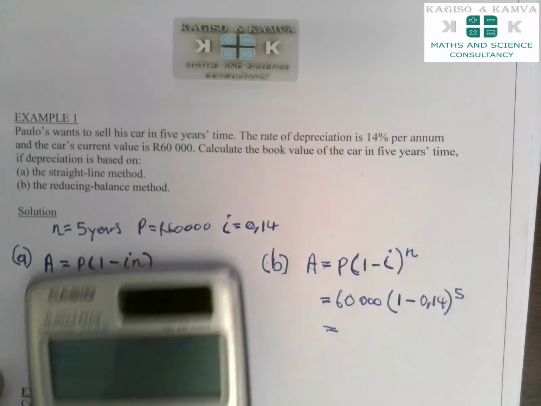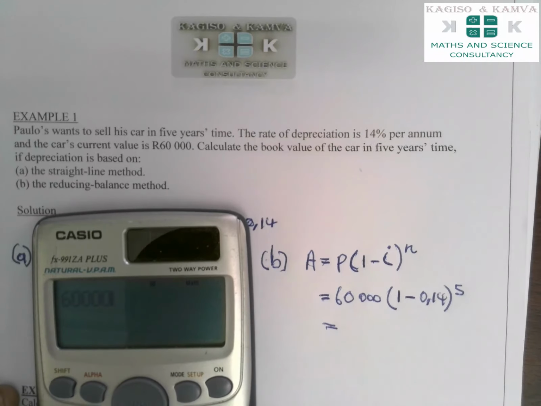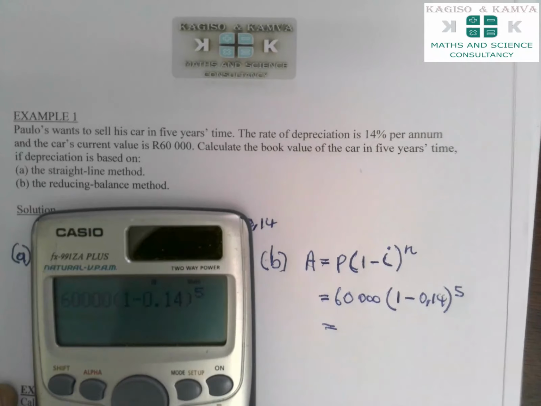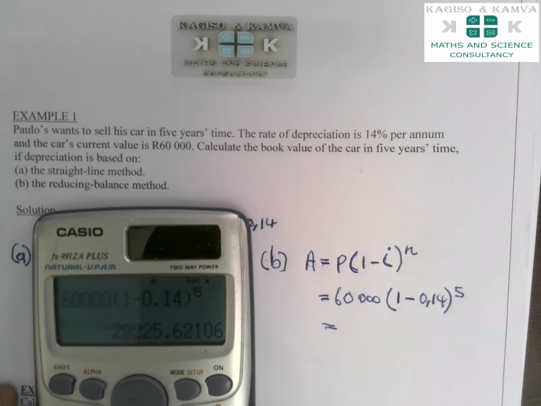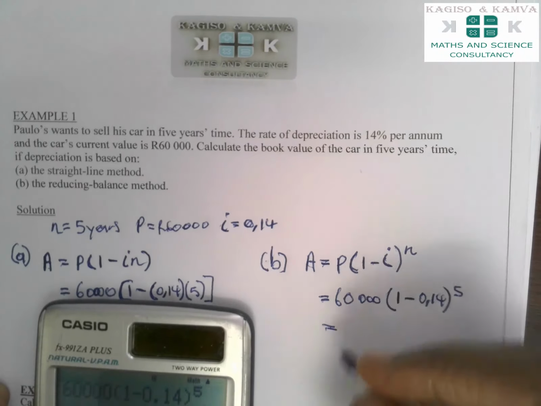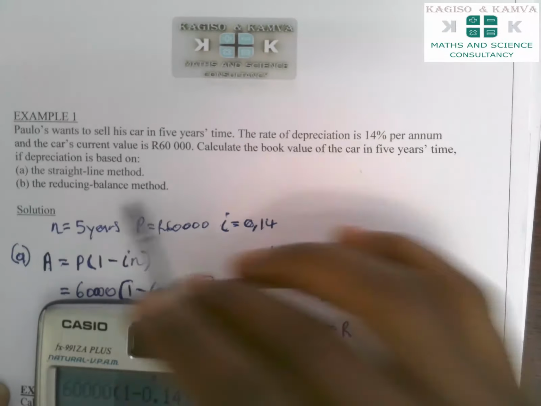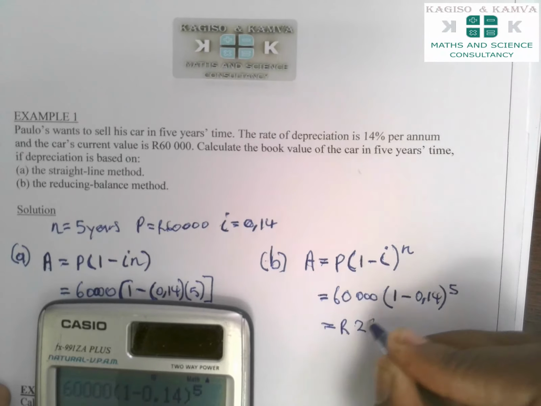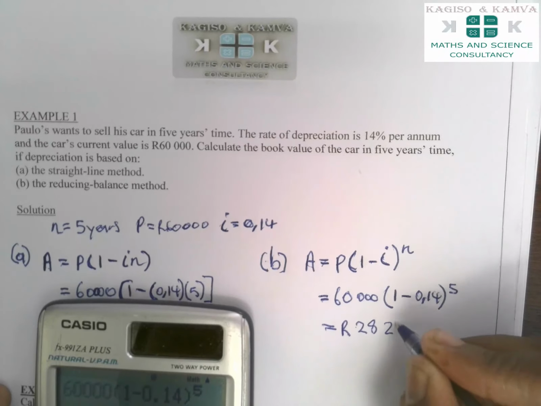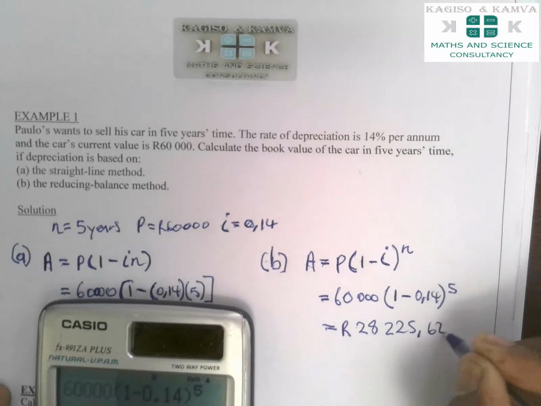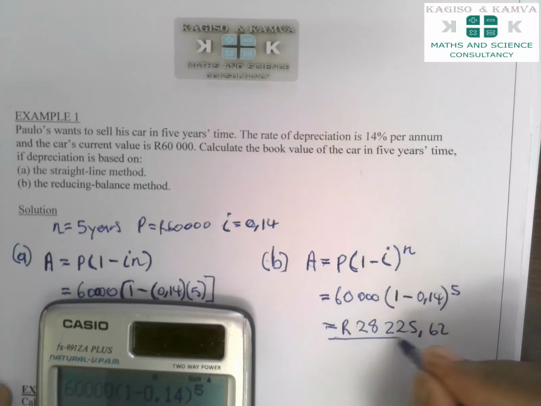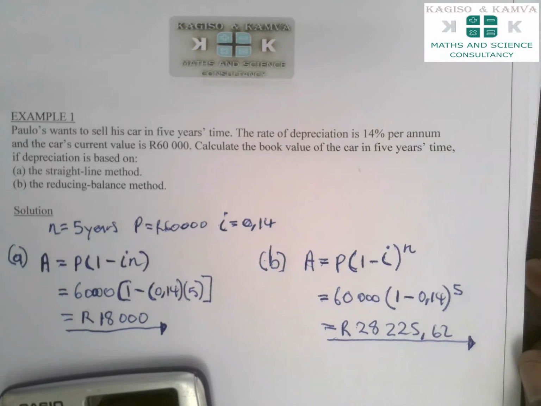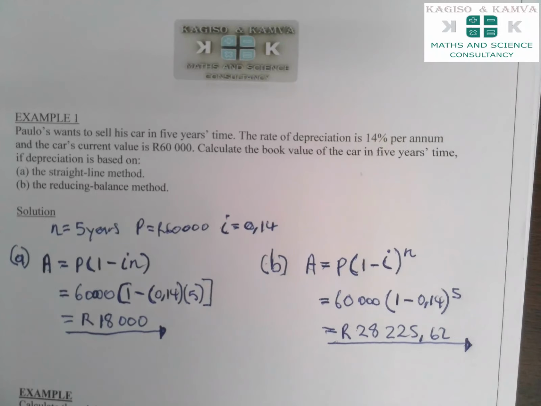So this is going to be 60,000 into 1 minus 0,14 to the exponent 5. Okay, so the value of this car after 5 years with the reducing balance method is going to be 28,225,62. This is going to be the book value of the car in 5 years time. So this is how we do it.